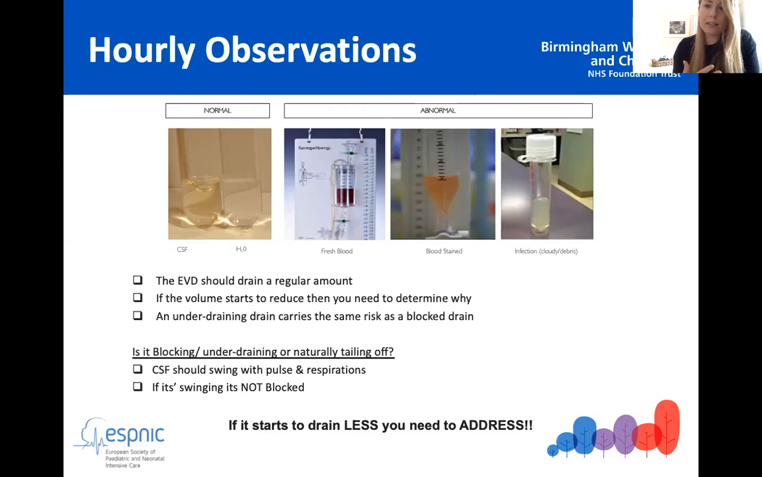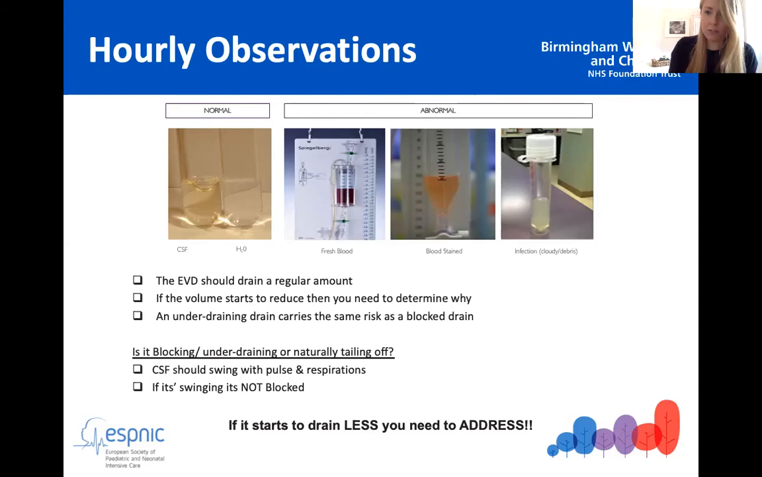Because the tricky thing about an EVD is that eventually we expect the drainage to tail off. But drainage tailing off in terms of absolute number of volume that comes out each hour could be that the EVD is blocked. And obviously a blocked EVD is a neurosurgical emergency, because if your EVD is not draining, there's no CSF coming out, your ICP is going to go up. And if you don't treat an ICP, eventually that could lead to the worst case scenario of coning. So remember that a blocked EVD is a neurosurgical emergency.